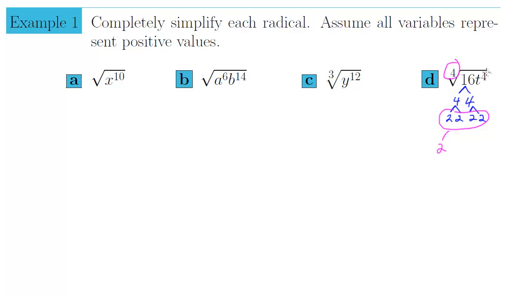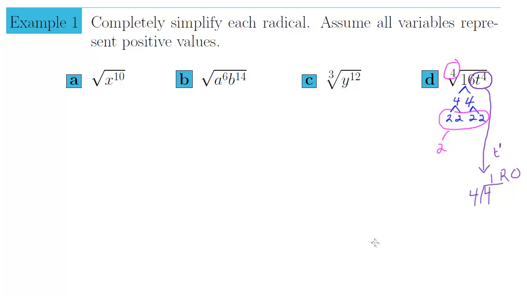Next, I have to worry about my t to the 4th. So I need to take this t to the 4th and break it into groups of 4. So I have 4 t factors which need to get broken into groups of 4. 4 goes into 4 one time. This means I'm going to have a single t on the outside, and because there's no remainder, I'm going to have no t factors left on the inside. So t to the 1 gets pulled out.